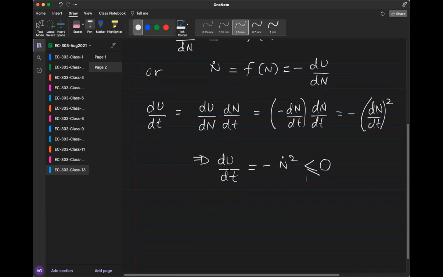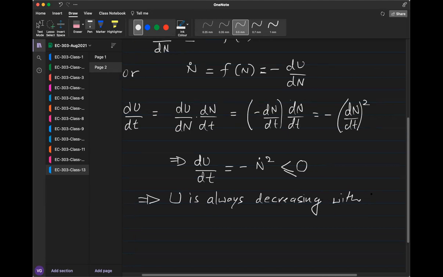So what does it mean when a rate function, du by dt, is always less than or equal to zero? That means that u is always decreasing with time, of course. Does everyone accept this interpretation?